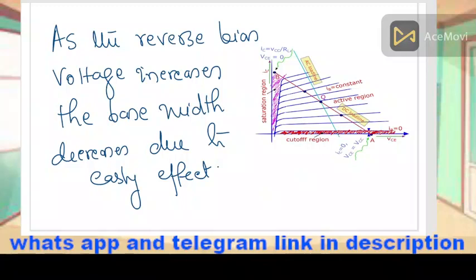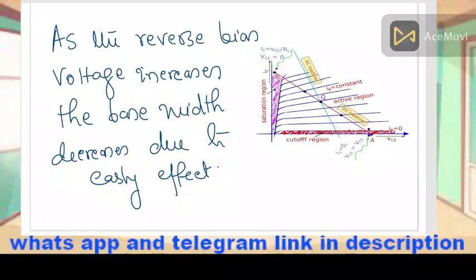And this is very important when you are studying the output characteristic. It is the Early effect that causes a large change in beta due to a small change in alpha. How it is doing, you can think on this.